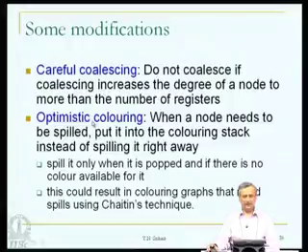Then what are the modifications necessary in order to improve this particular algorithm? You could be more careful during coalescing. For example, do not coalesce if the coalescing increases the degree of a node to more than the number of registers. If you do this, then it may lead to a spill, that is why there is no need to coalesce. This is the copy subsumption problem.